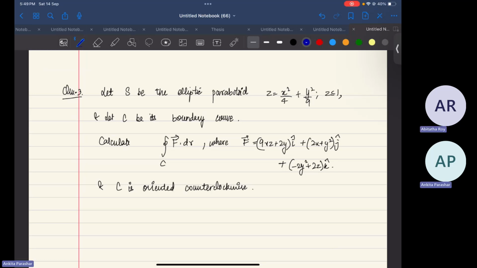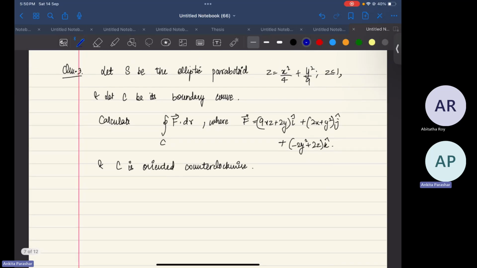And one question is to compute the line integral. Again, now it should come to your mind: what do you want to compute? You have this vector field given to you, and C is given to you, the boundary curve for this elliptic paraboloid. If you want to compute this line integral, how would you proceed? Would you really go for the line integral, or would you do something else? Can you use a certain result in order to simplify your computations? Just think about it once.